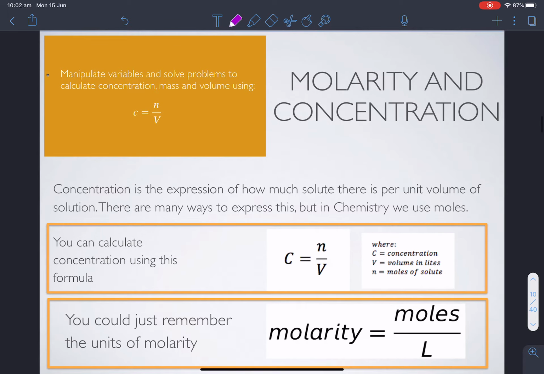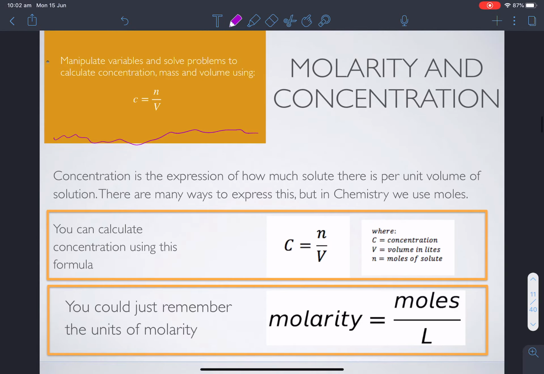Okay, we need to talk about concentration and how to express that quantitatively. Concentration is the expression of how much solute there is per unit volume of solution. How much of the stuff that's dissolved in a certain volume of the solvent. Okay, there's many ways to express that, and we'll talk about them soon. But as chemists, we like talking about moles, so we need a unit of moles. And we use the unit moles per litre to express concentration as a chemist.